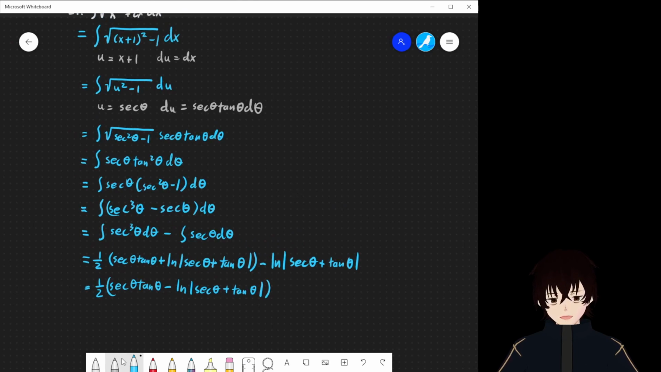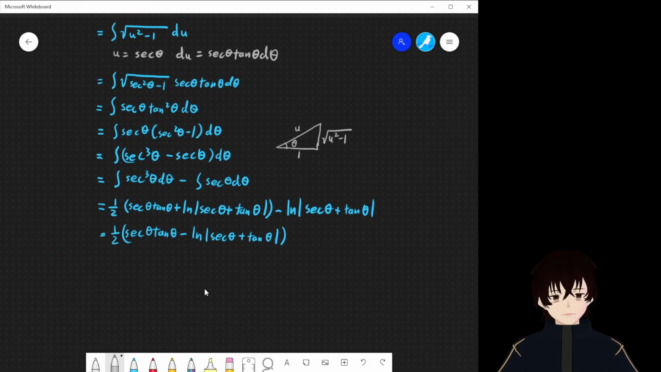I'm gonna draw my triangle to help me. Just gonna draw it here. That's not a triangle. I want a right triangle. Thank you. This is theta. u is equal to secant theta, so hypotenuse over adjacent. And Pythagorean theorem, this is the square root of u squared minus 1. Okay.